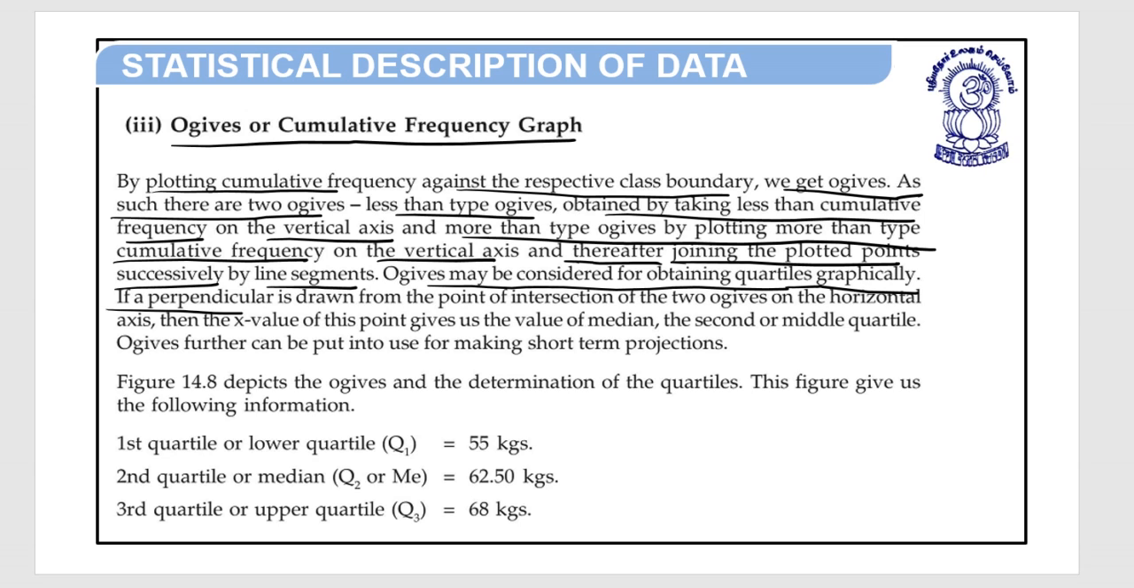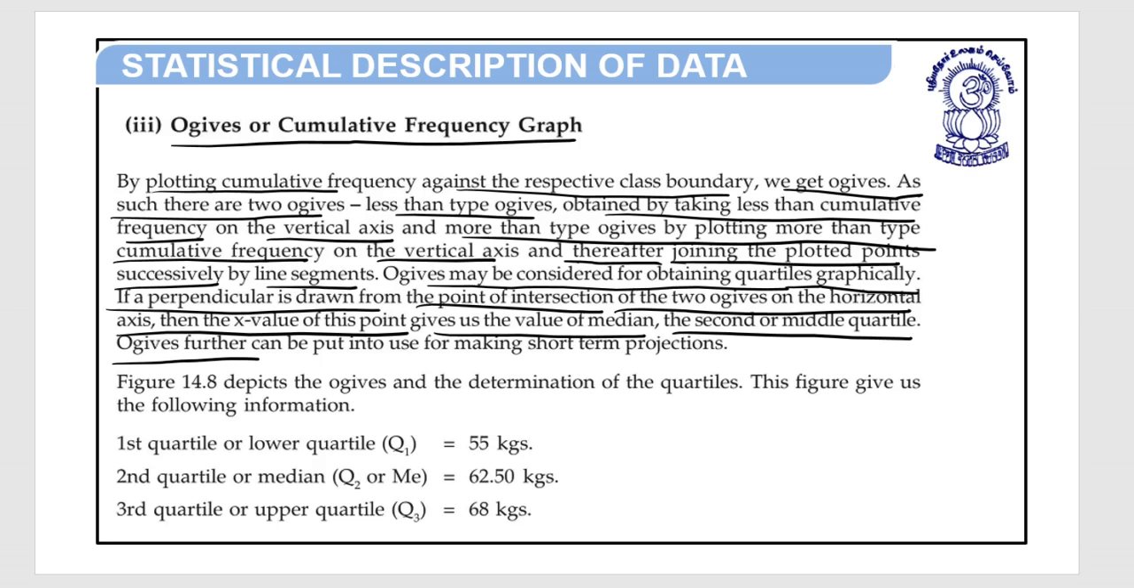Ogives may be considered for obtaining quartiles graphically. If a perpendicular is drawn from the point of intersection of the two ogives to the horizontal axis, then the x value of this point gives us the value of the median. The second, or middle, quartile. Ogives can further be put into use for making short-term projections. The figure depicts the ogives and the determination of the quartiles. This figure gives us the following information.